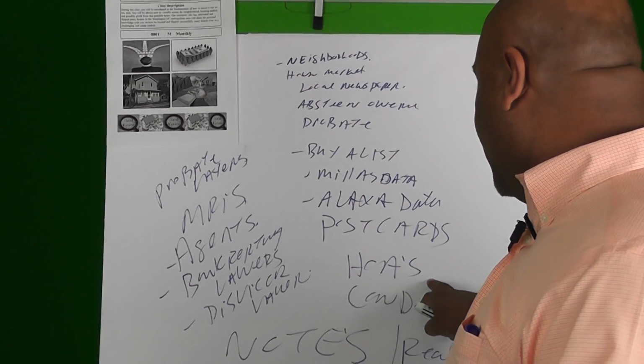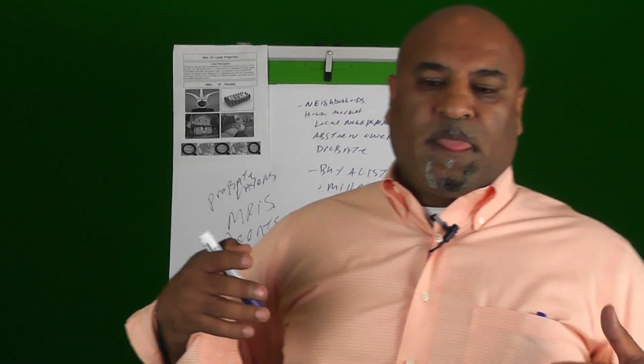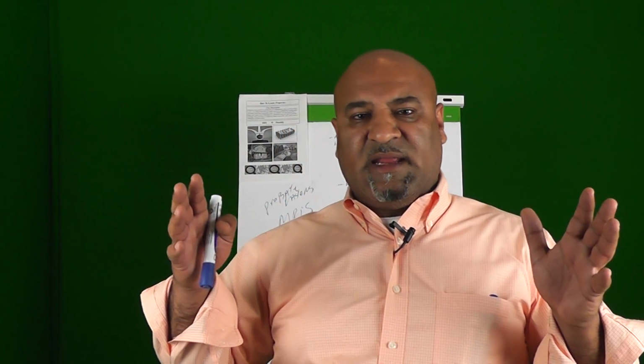Okay, HOAs and condo offices. Homeowners associations collect the dues on a quarterly basis or a monthly basis. So if you have a man-made planned neighborhood, they have HOAs, homeowners associations, or you live in a condo, you have condo dues, or a townhome environment.